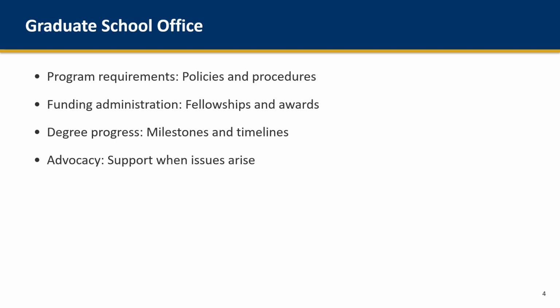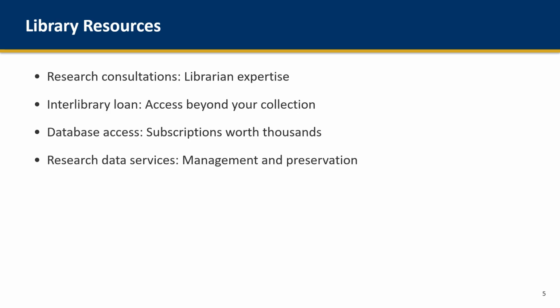Advocacy is available when issues arise between you and your department. The graduate school can sometimes intervene, mediate, or support students facing difficulties. Knowing this advocacy function exists provides options when departmental channels are insufficient. University libraries offer far more than book collections. Their services directly support your research in ways many students underutilize.